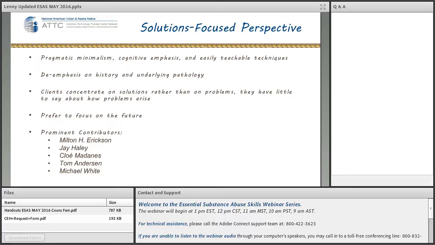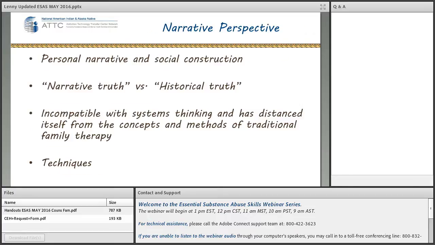So, the narrative perspective: personal narrative and social construction. Narrative truth versus historic truth. Incompatible with systems thinking, it has distanced itself from the concepts and methods of traditional family therapy.